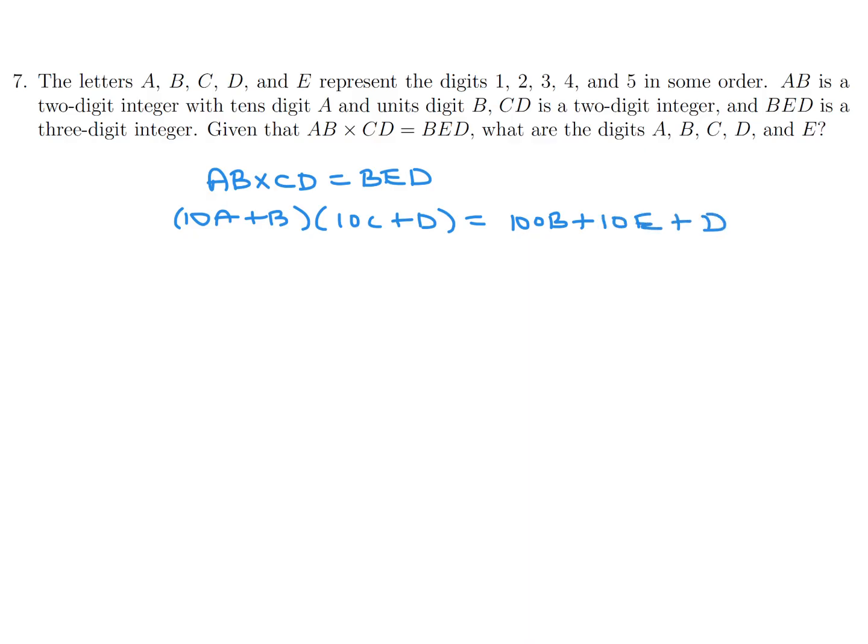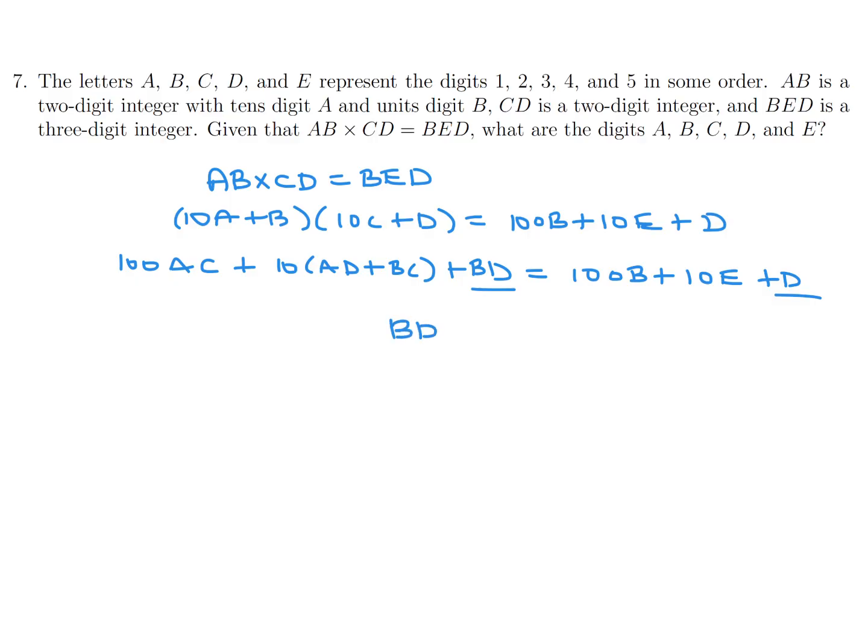Correct? Okay. So now we have to expand this again, and yeah, unfortunately. So we got 100AC plus 10AD plus BC plus BD, and then the rest is the same on this side. Okay. So let's compare this guy and this guy. If BD is indeed equal to D, then that basically means that B is equal to 1, right?